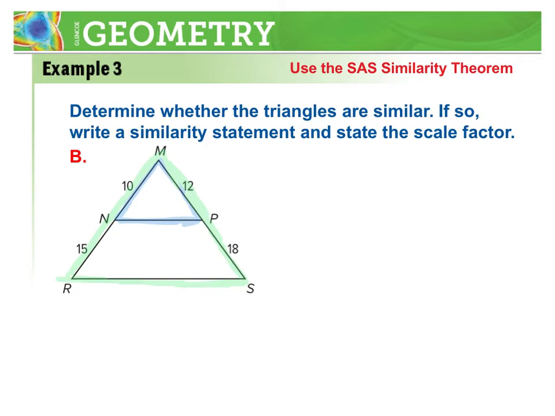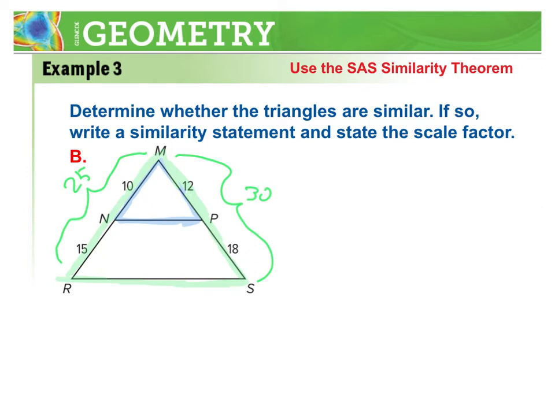And for the next example, you are to determine whether the triangles are similar. If so, write a similarity statement and state the scale factor. So we have triangle MNP outlined in blue, and triangle MRS outlined in green. We're given the lengths for MN, MP, MR, and MS. So you know MR is 25, and MS is going to be 30.